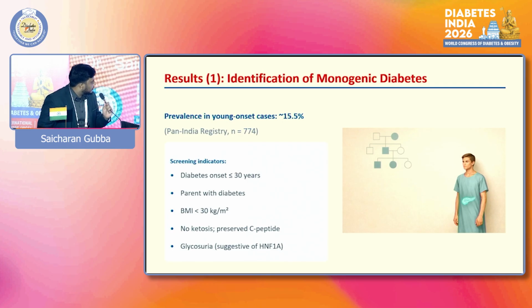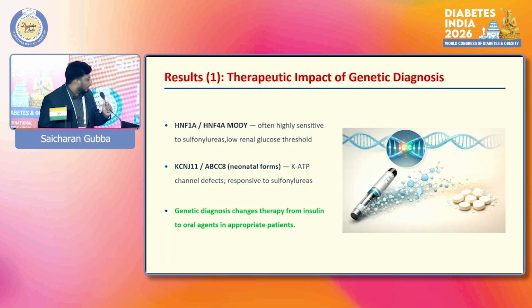In a pan-India registry study of 774 patients, they were screened for monogenic diabetes, and the screening indicators were diabetes onset less than 30 years, parents with diabetes, BMI less than 30, no ketosis, a preserved C-peptide, and signs of glycosuria. Majorly in the study, they found that 15% had monogenic diabetes, and the majority of it was HNF1A or HNF4A MODY.